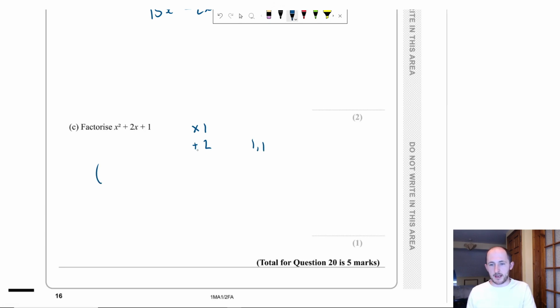And then all I need to do is put it in brackets. X plus 1, x plus 1. And if you're feeling really spicy, you can make it x plus 1 squared if you'd like, but there's no pressure to actually do that.